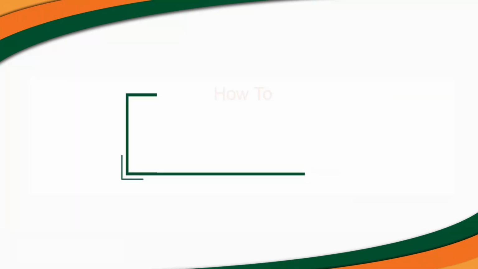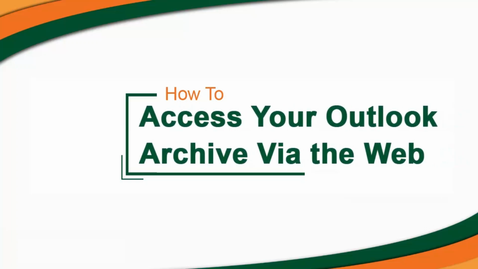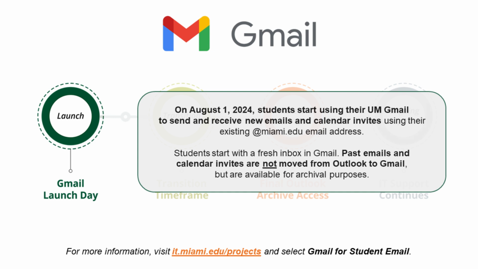In this video, we'll guide you through accessing your archived Outlook inbox and calendar. Remember, as of August 1st, 2024, you will need to use your new student Gmail account to send and receive new emails and calendar invites. Since past emails are not being moved from Outlook to Gmail, you will continue to have access to your Outlook mailbox, but only for archival purposes, such as reviewing or forwarding emails received before the August 1st transition to Gmail.